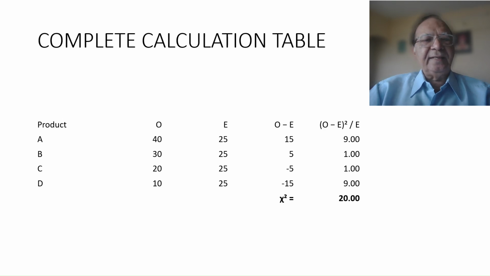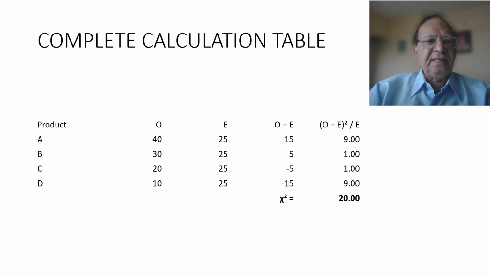We repeat exactly the same procedure for every category. Here is the complete calculation. Product A contributes 9, product B contributes 1, product C also contributes 1, and product D contributes 9. When we add these 4 contributions, the chi-square statistics is 20.